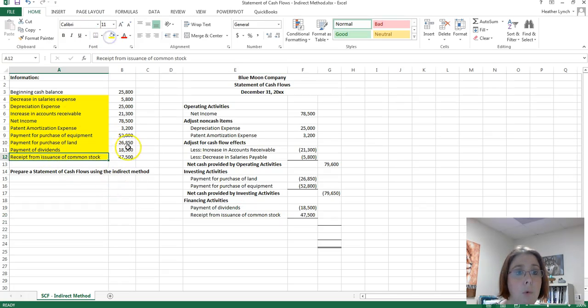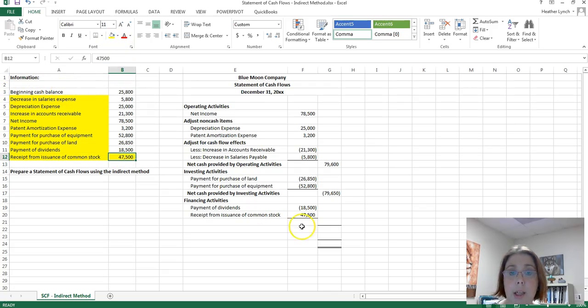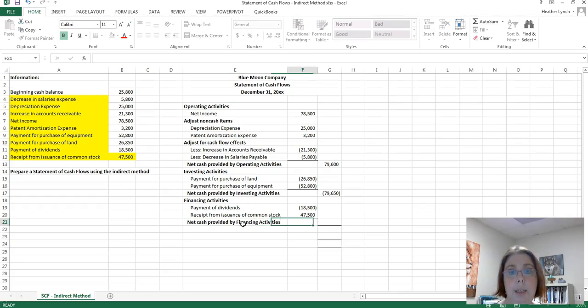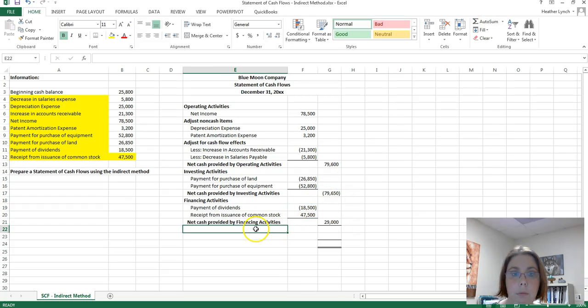We've used up that one. We've used up that. So now the only thing that we haven't gotten here is beginning cash balance, and we'll get to that. We've used all the accounts. So this is net cash provided by financing activities. Okay, let's total those up. Okay, $29,000.